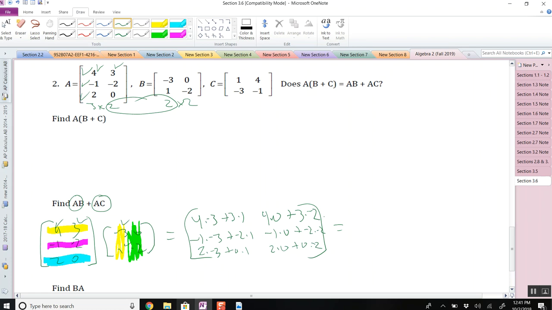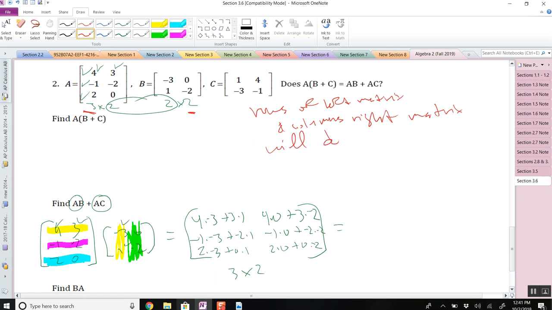Notice that when I go through all this multiplication and addition, the answer I'm working out is going to be a 3 by 2 matrix. That's because of the outer dimensions of what I'm trying to multiply. I look at the rows of the left matrix and the columns of the right matrix. That's going to define the product. So the rows of the left matrix and the columns of the right matrix will define the product.